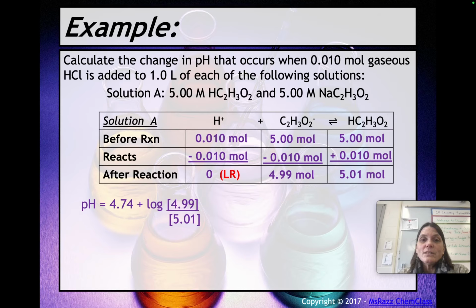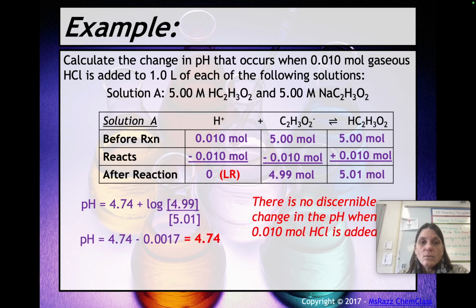Now, if we plug this into our Henderson-Hasselbalch equation, we have a pH of 4.74. Really, no change, because the buffer capacity is so high, this change in the amount of HA and A minus is insignificant in terms of the calculation.